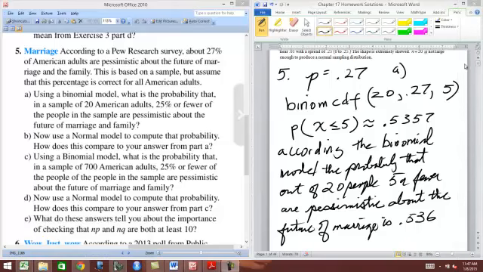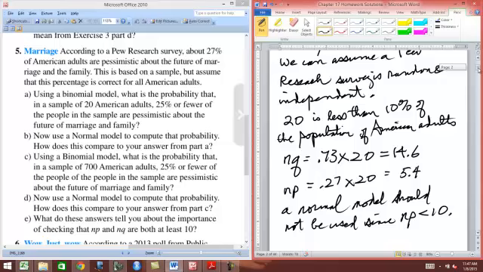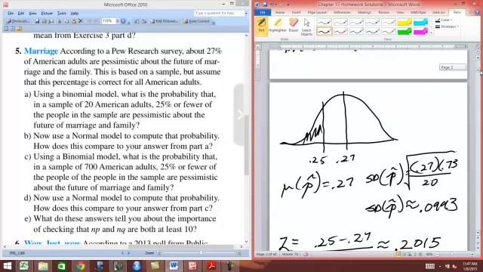All right, now let's use the normal model. But to use the normal model, we've got to go through the preconditions. We can assume a Pew Research survey is random and independent. 20 is less than 10% of the population of American adults. NQ is 0.73 times 20, which is 14.6, but NP is only 5.4. A normal model should not be used since NP is less than 10, but they tell us to use the normal model, so we're going to go ahead and do it.